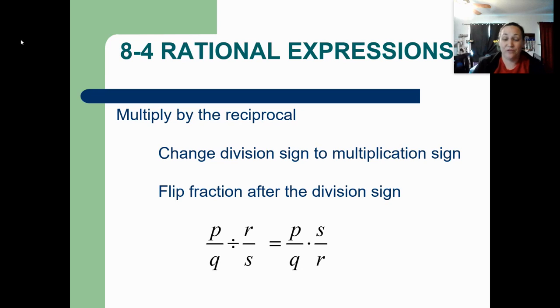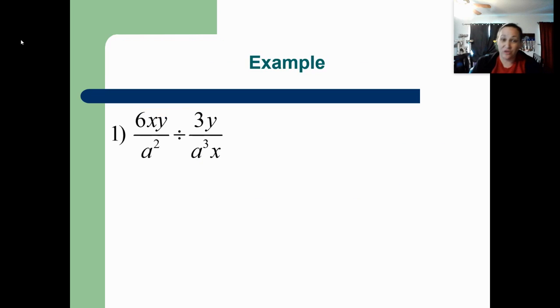Our first example for today is monomials. There's no adding or subtracting, so we don't have to do any factoring. Because we don't have to do any factoring, we're going to go straight into solving. So I'm going to change the division sign to multiplication, and I'm going to flip that second fraction upside down.